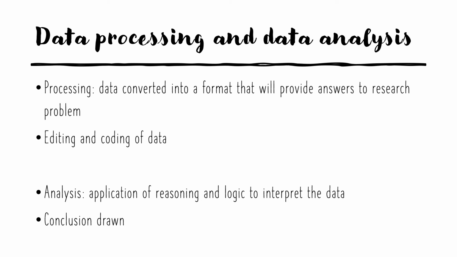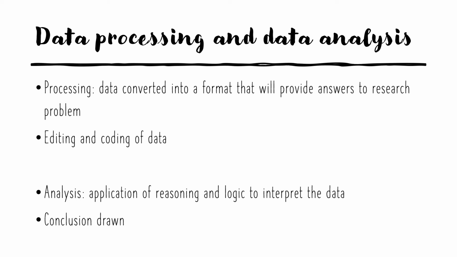The next stage is the data processing and the data analysis. Let's talk about processing first. On completion of the fieldwork, the collected data must be converted into a format that will provide answers to the research problem or the hypothesis proposed. The process begins with editing and coding of the data. Editing involves checking the data collection forms for omissions, legibility, and consistency in classification.